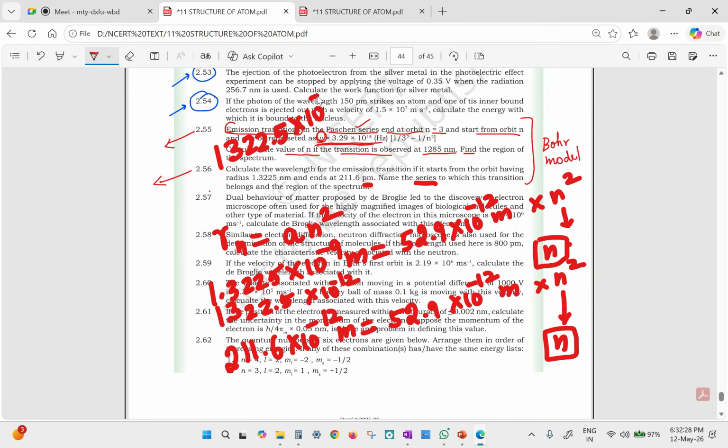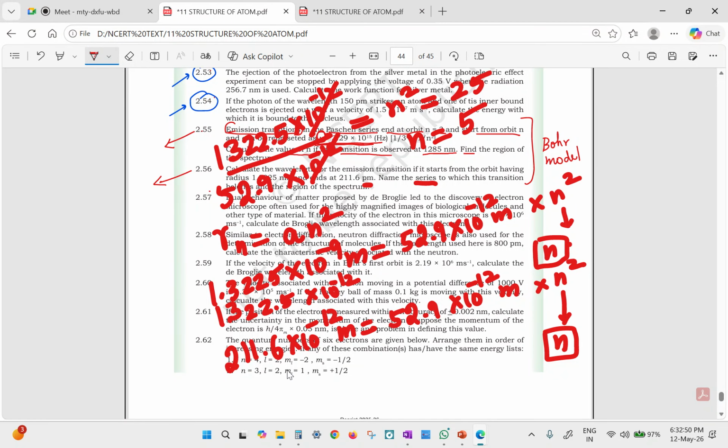1322.5 into 10 to the power minus 12 divided by 52.9 into 10 to the power minus 12 is giving me n square. So this will get cancelled. This happens to be 25. So what is the n value? Can we say 5? Yes, ma'am. Same way here also you can do.